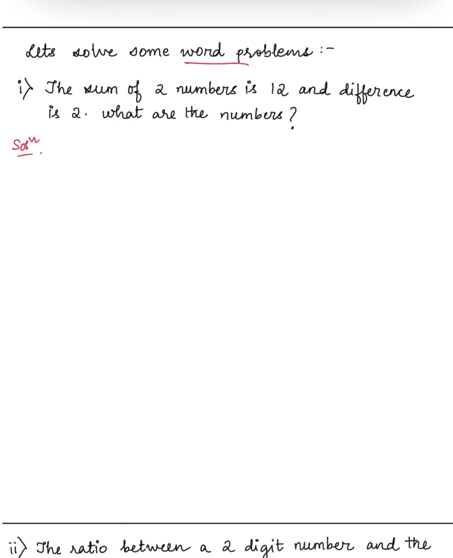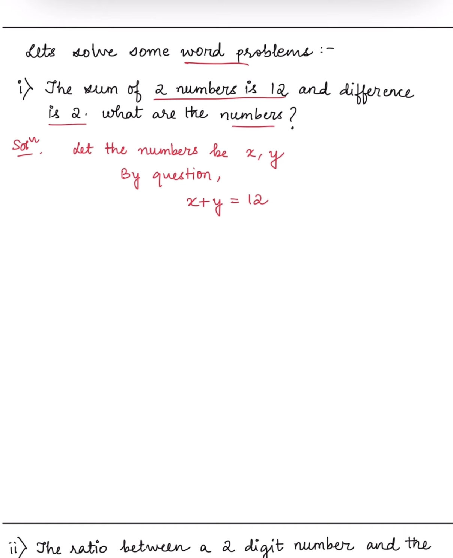So, the sum of two numbers is 12, difference is 2. What are the numbers? So, let the numbers be x and y. So, by question, we see that x plus y is 12, right? The sum of two numbers is 12 and difference is 2. So, x minus y is 2. So, this is my equation 1. This is my equation 2.